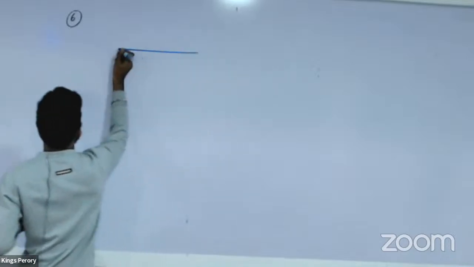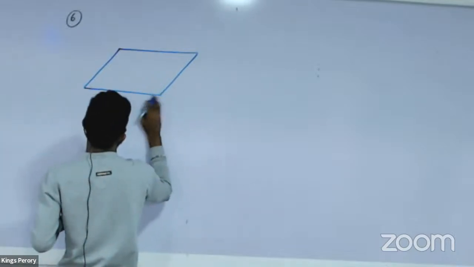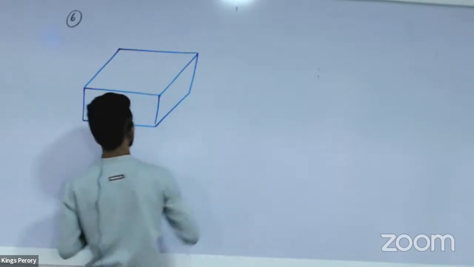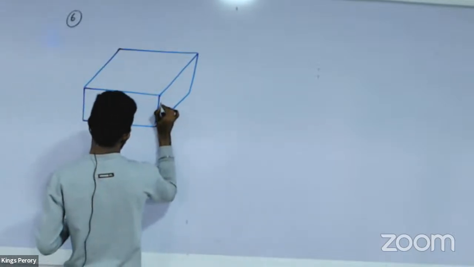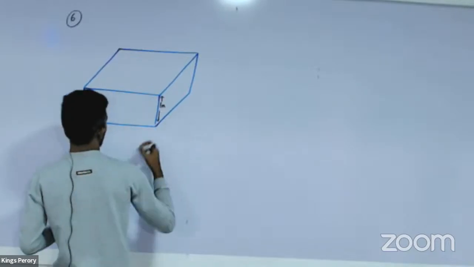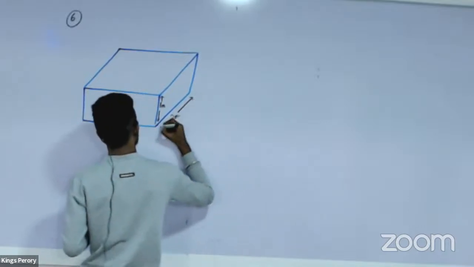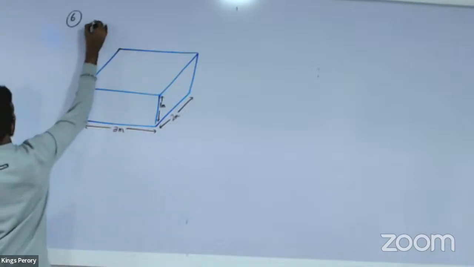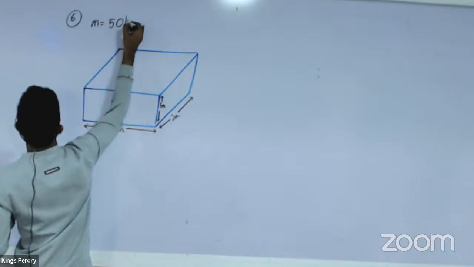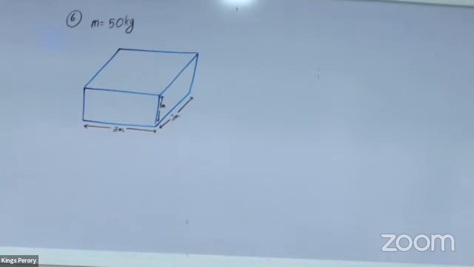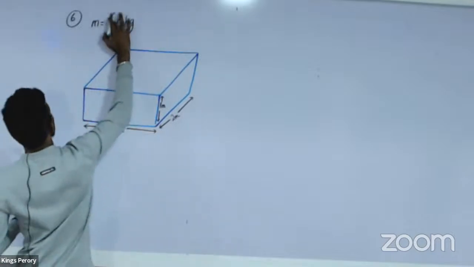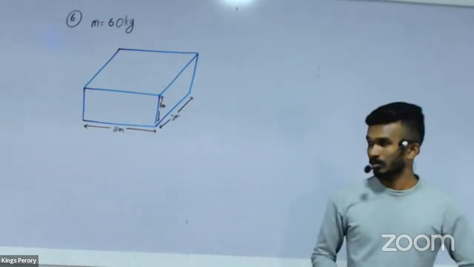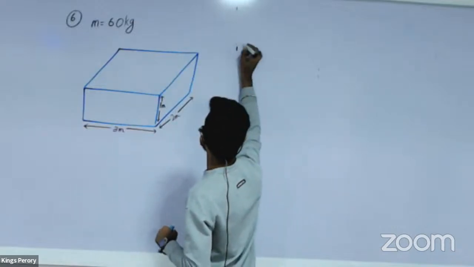Mass of the following block of wood is 60 kilogram. Right. Keep space to draw the block.